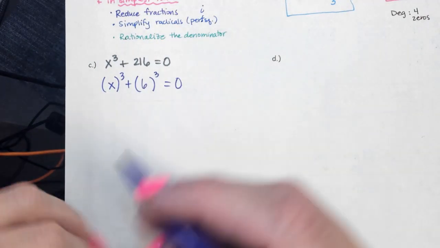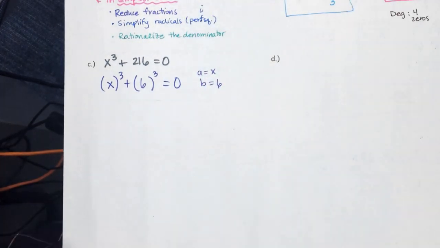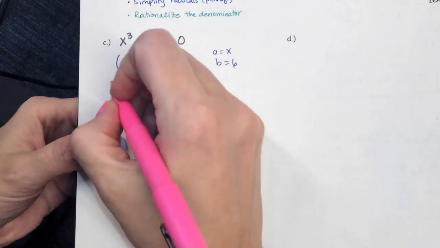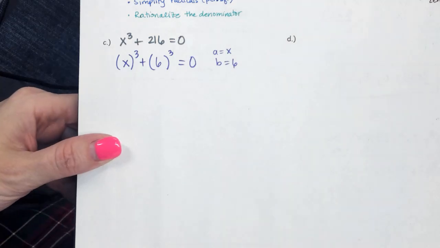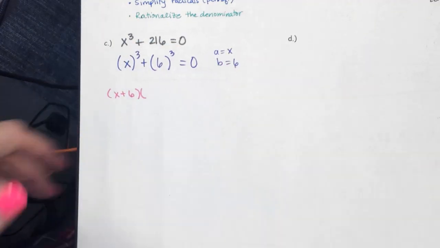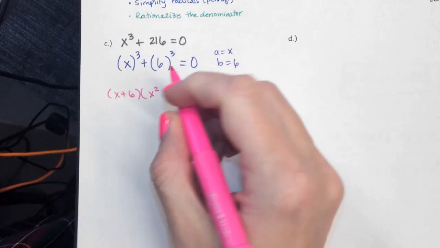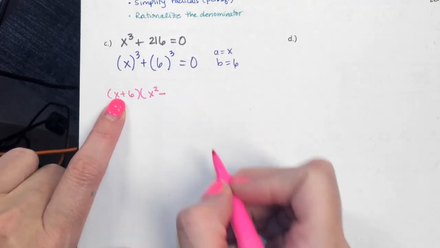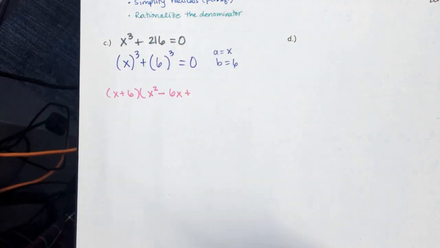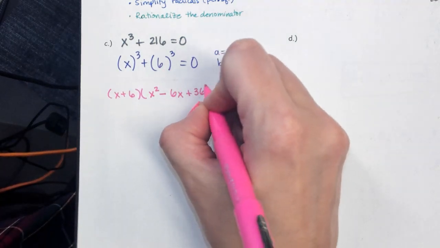Okay, so when we're doing our pattern, our A value is x, our B value is 6. We did a lot of practice with this yesterday, so hopefully we do remember. You have the x plus 6. Whatever sign is here stays, and then you square the first term, and then you do the opposite sign here. We do the product. And then when you square something, it's always positive. That's why this one is always plus. So 6 squared is 36.